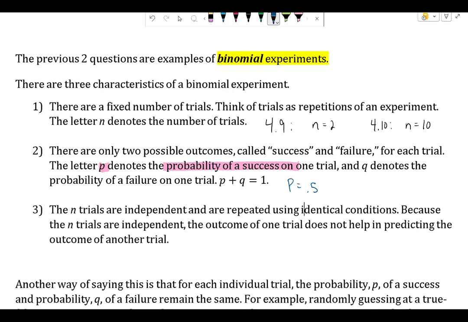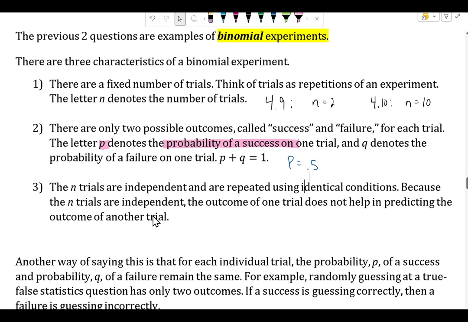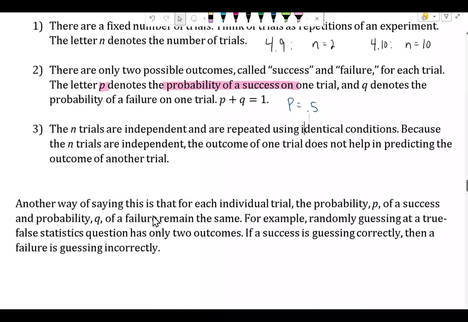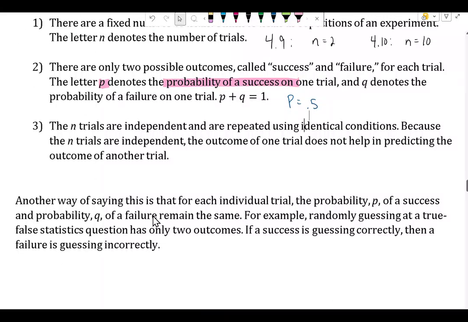And the third criteria is that the n trials are independent and are repeated using identical conditions. Because the n trials are independent, the outcome of one trial does not help in predicting the outcome of another trial. Basically, independent events means that one outcome has no bearing on the next outcome. Meaning if I toss a coin once and get heads, it does not change whether or not I get heads or tails on the second coin toss.